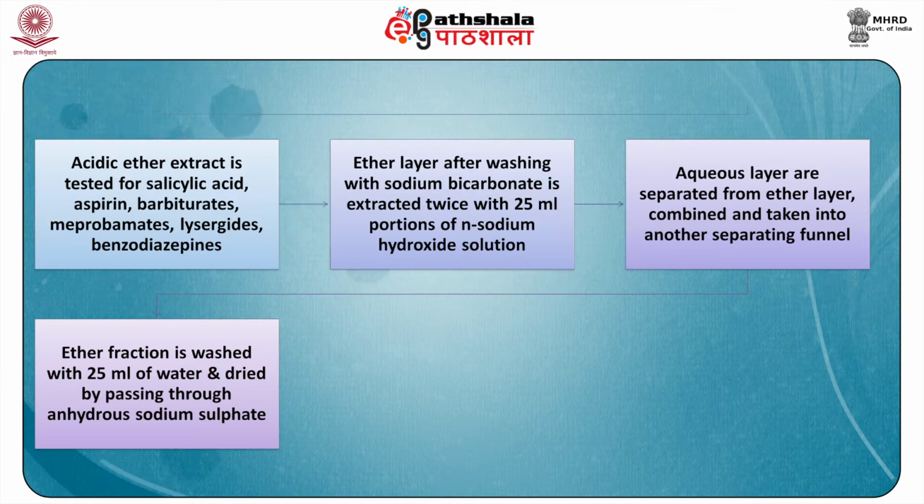This ether fraction is further washed with 25 ml of water and then dried by passing through anhydrous sodium sulfate, which is a dehydrating agent, and then evaporated to dryness. The residue fraction now contains barbiturates in relatively purified form. So, you can see that after going through these repeated, different steps, you can get the barbiturates in the ether fraction and then further analysis can be done.